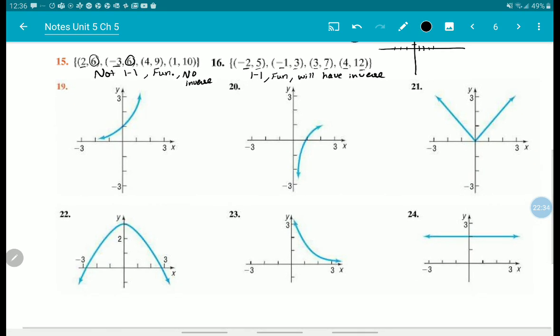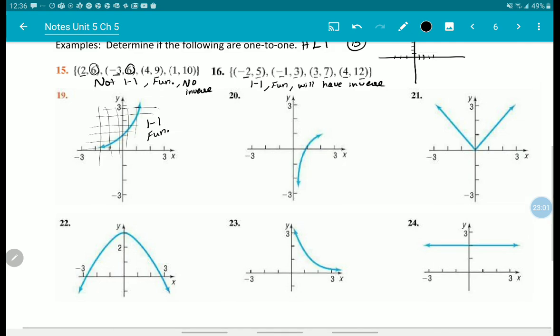Let's look at 19. Okay, this guy passes the horizontal line test, so it's one-to-one. Every horizontal line I draw would only touch that graph one time. That's what it means to be one-to-one. Each y goes to one x. Now, it also passes that vertical line test, so it's also a function. So we're going to analyze this a little bit further than the directions say. So it's one-to-one, it's a function. That means it will have an inverse. And we'll talk about how to find the inverse in a little bit.